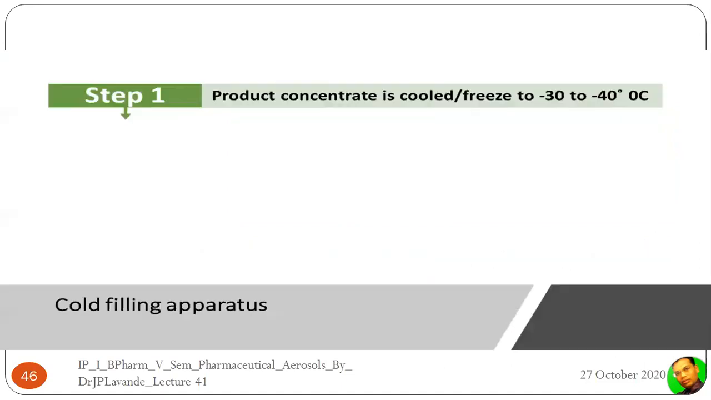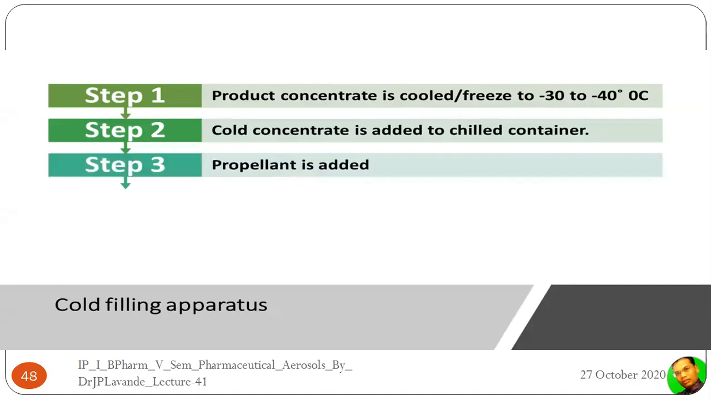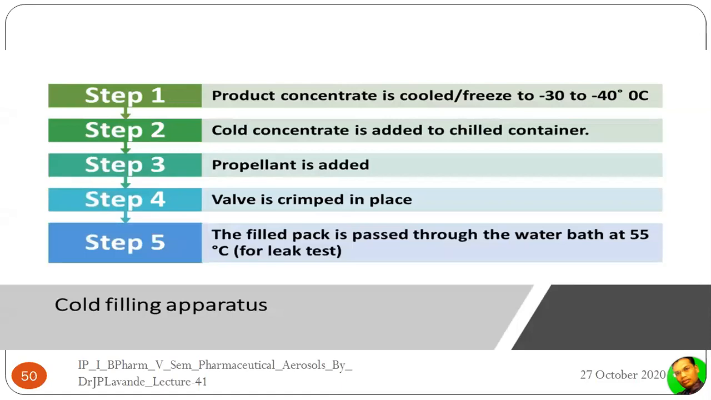In case of the cold filling apparatus, in step 1 the product concentrate is cooled or frozen at -30 to -40 degrees Celsius. In step 2, the cold concentrate is added to a chilled container. In step 3, the propellant is added. In step 4, the valve is crimped in place. And in step 5, the filled pack is passed through the water bath at 55 degrees Celsius in order to perform the leak test. So this is the way by which the manufacturing of the aerosol system is carried out.